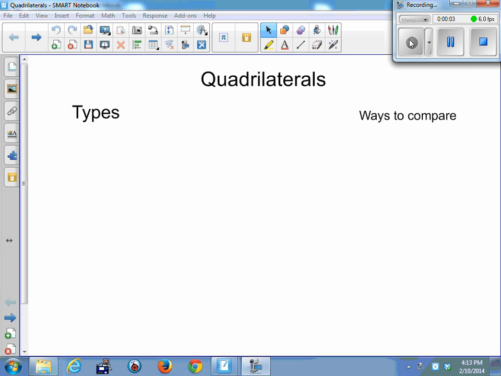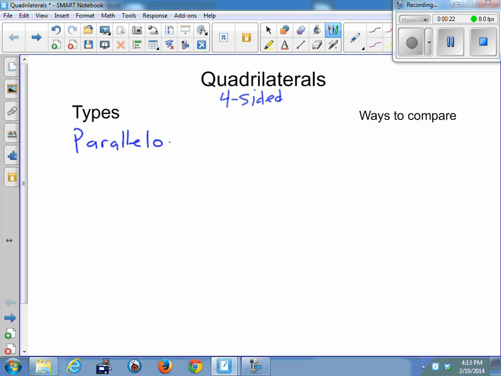All right, today we're going to start looking at some quadrilaterals. A quadrilateral is a four-sided figure, and they have a lot of names. We're going to break these down one at a time, one a day. We're going to talk about the parallelogram, and then we're going to get into some special types of those.